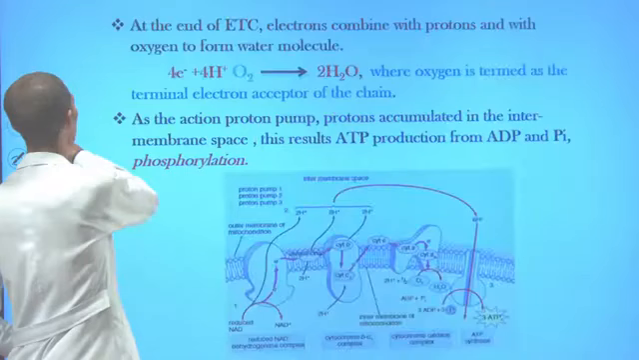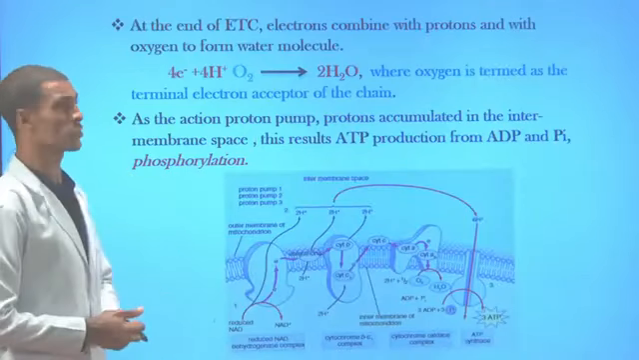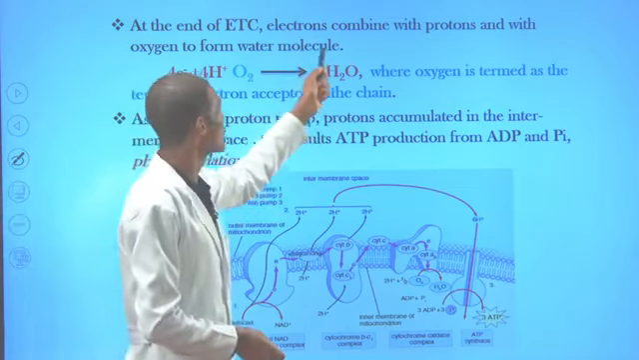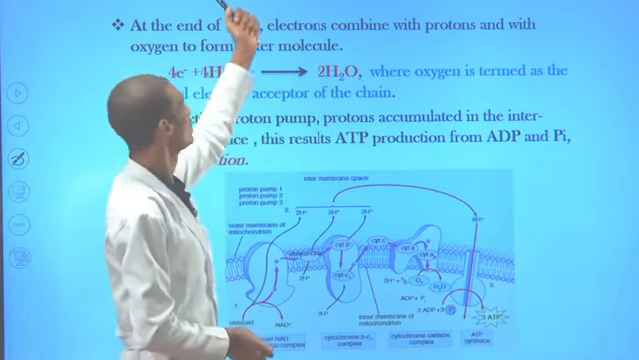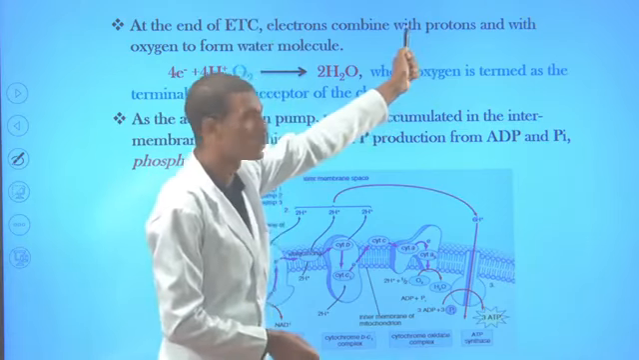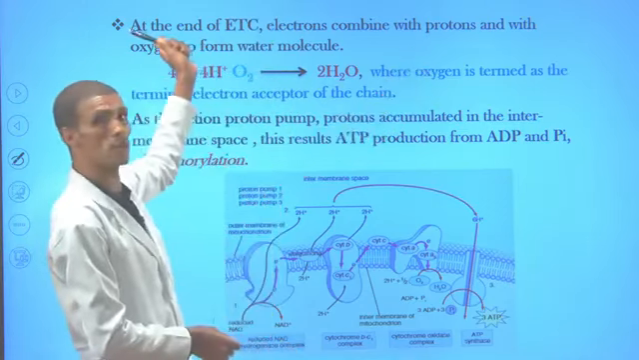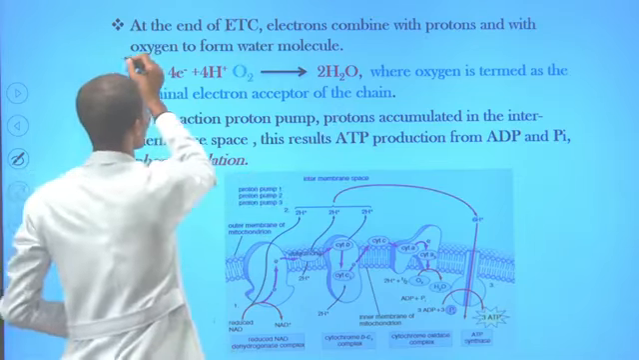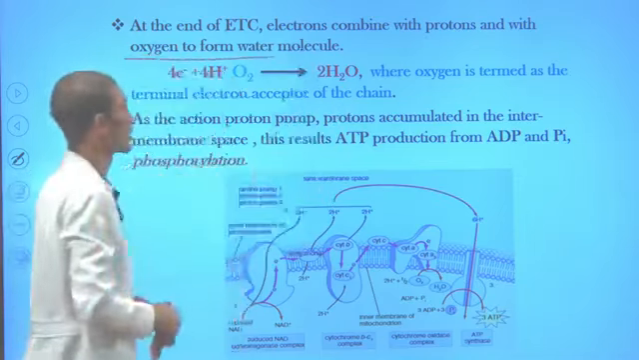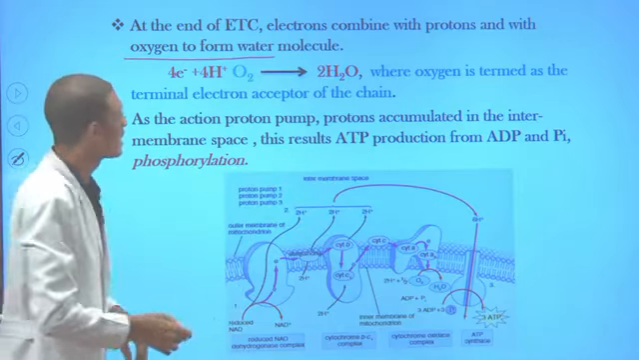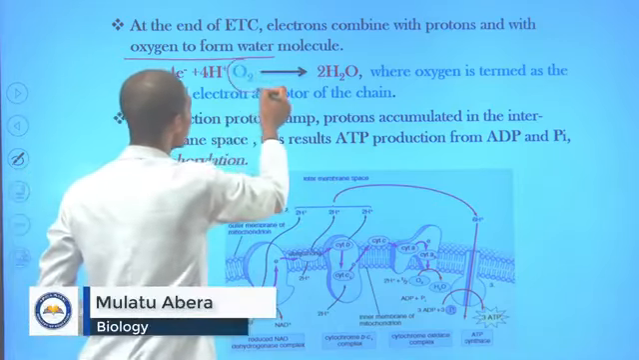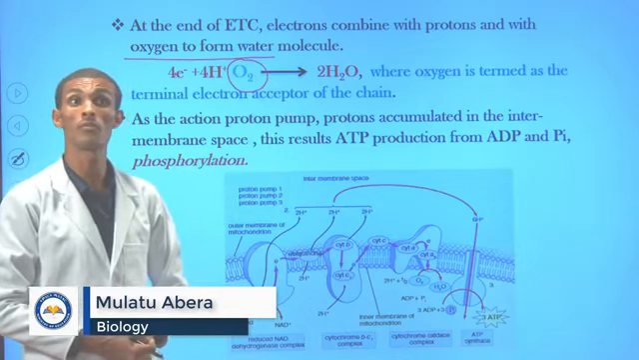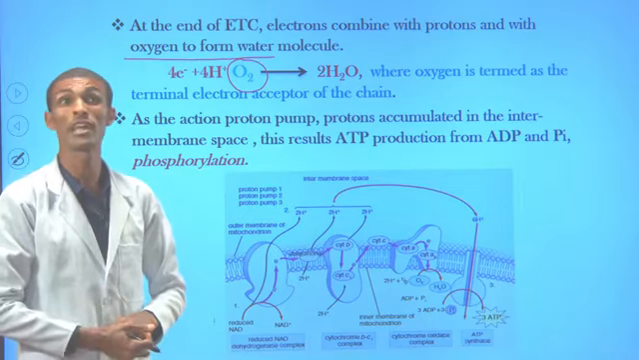At the end of the electron transport chain, the electron, which is split from hydrogen, combines with the proton, which is also split from hydrogen from the earlier coenzyme, and binds with oxygen to form a water molecule. So, in the process, oxygen is considered the terminal electron acceptor of the respiration chain totally.